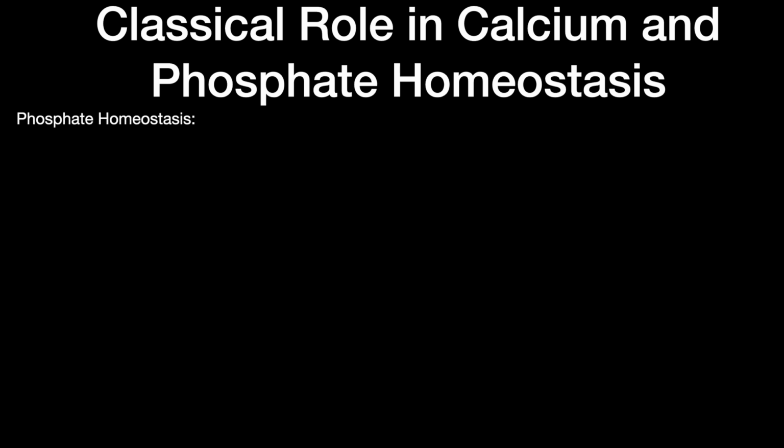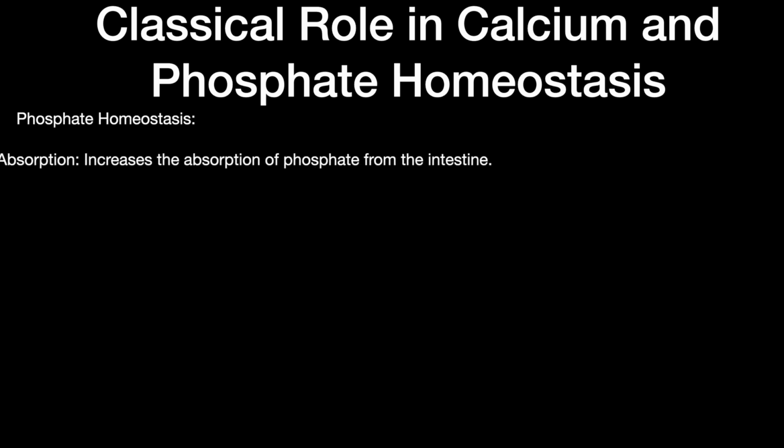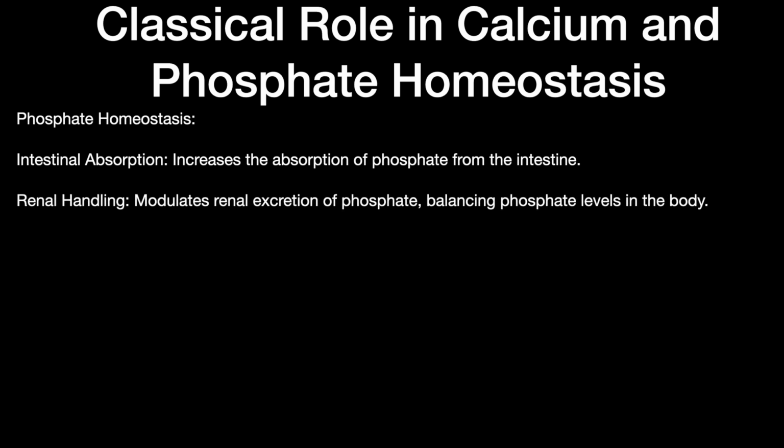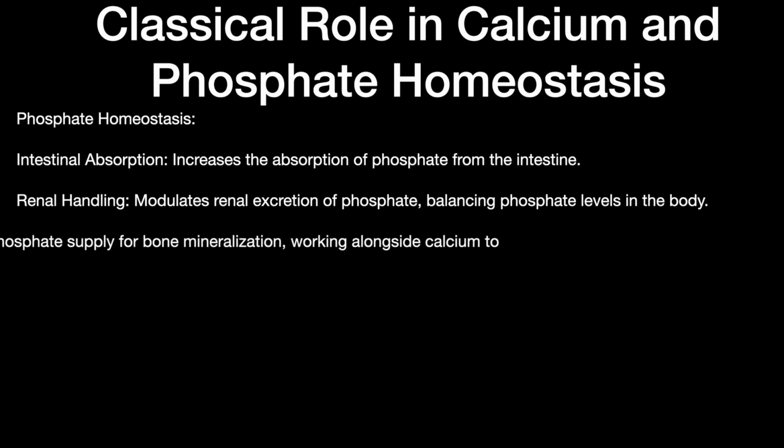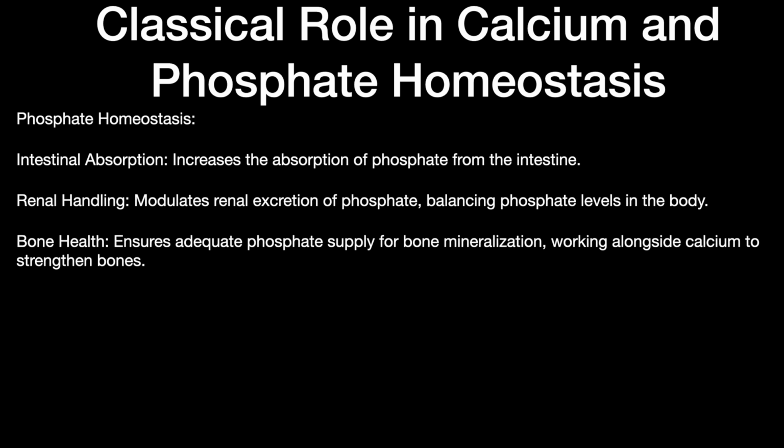and next is phosphate homeostasis, which is again intestinal absorption and renal handling, that is it increases the absorption of phosphate in the intestine and excretion of phosphate, balancing the phosphate levels in the body. Bone health: it ensures adequate phosphate supply for bone mineralization, working alongside calcium to strengthen the bones.